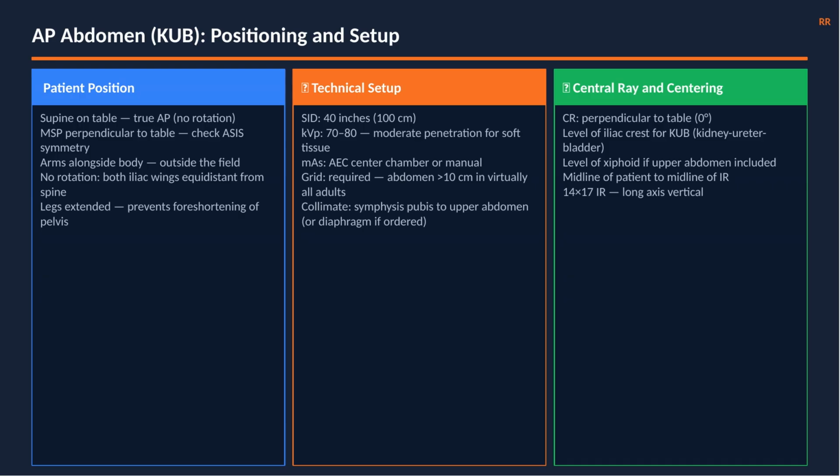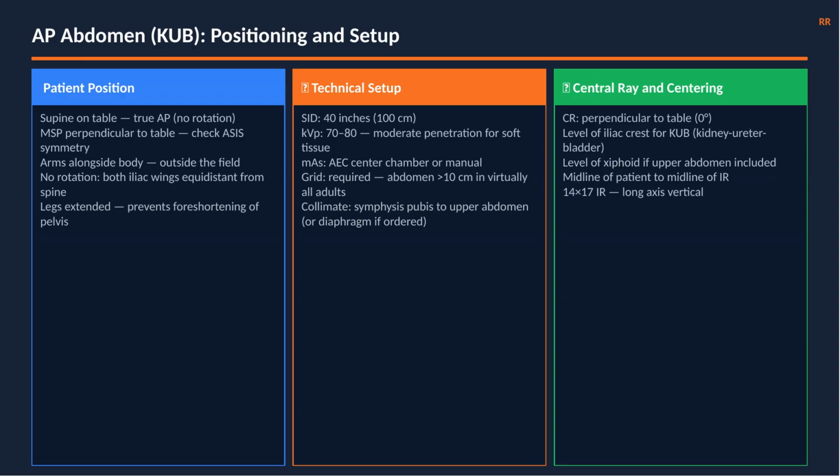Grid, required. Virtually every adult abdomen exceeds 10 centimeters. IR, 14 by 17, long axis vertical. Central ray, perpendicular to the table, 0 degrees. For KUB, center at the level of the iliac crests. This places the CR midway between the symphysis pubis below and the upper abdomen above, ensuring kidneys, ureters, and bladder are all included on the image.